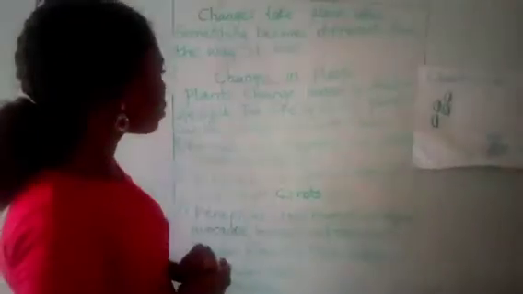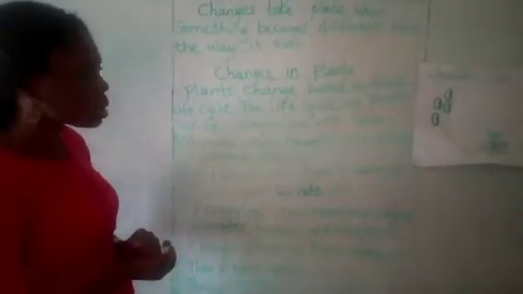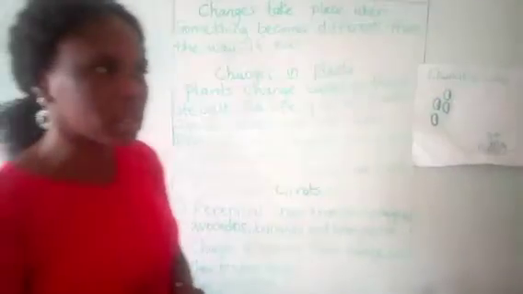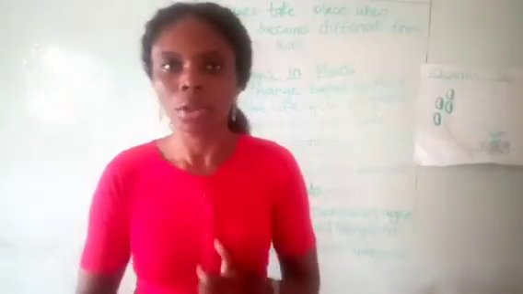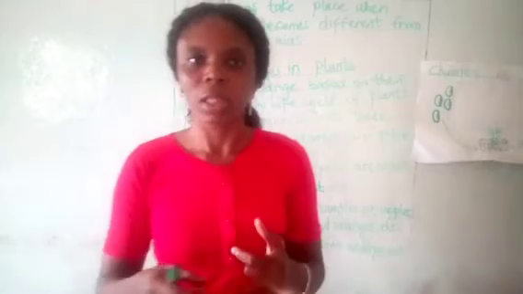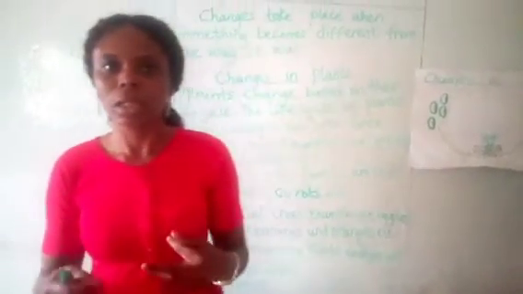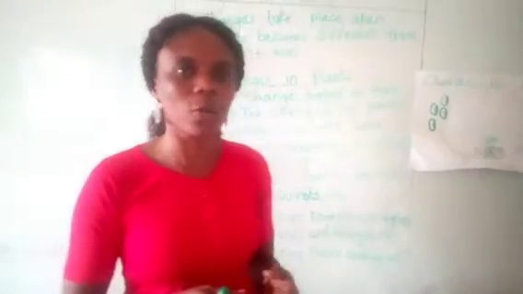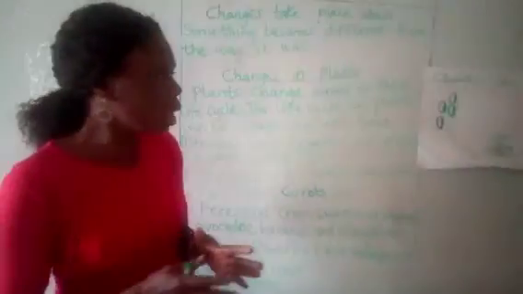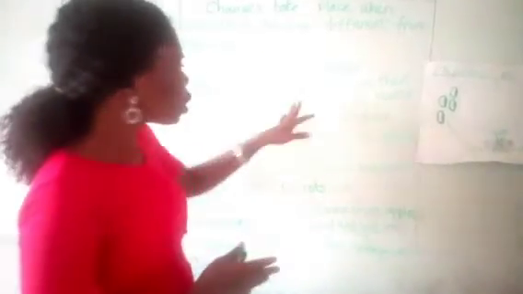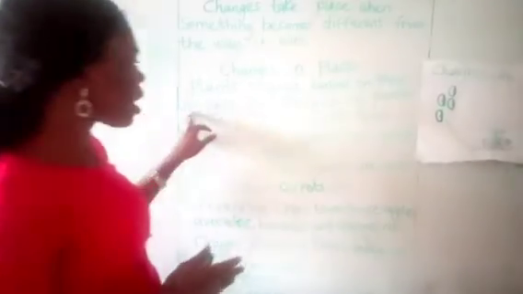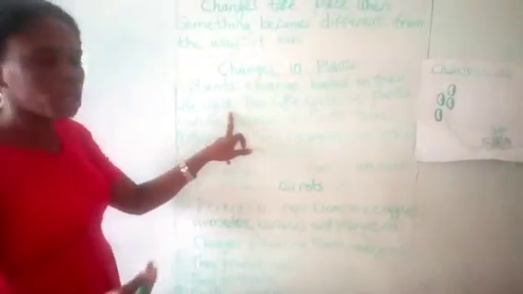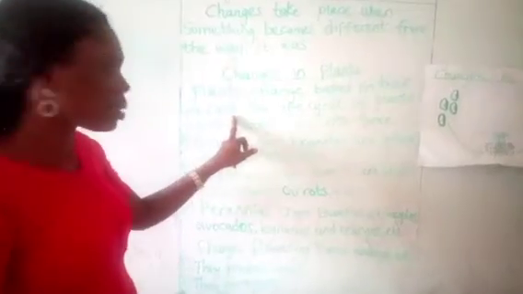Now, changes in plants. What do we mean by changes in plants? Every plant needs good sunlight, enough water, good soil nutrients and air for it to do what? For it to grow. Plants change based on their life cycle.